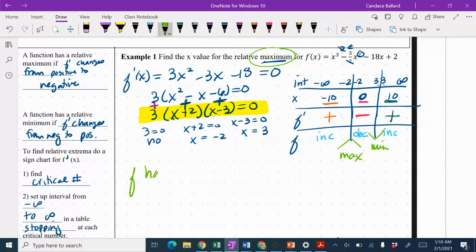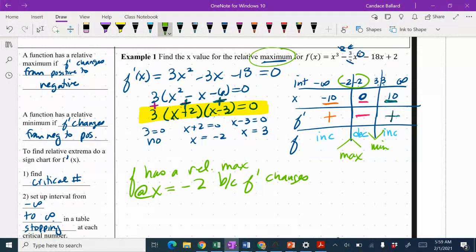So f has a relative max at x equals, so we can actually use this x value that's on the fence. So at x equals negative 2, because f prime changes from positive to negative. I really should be writing out the words at this value.